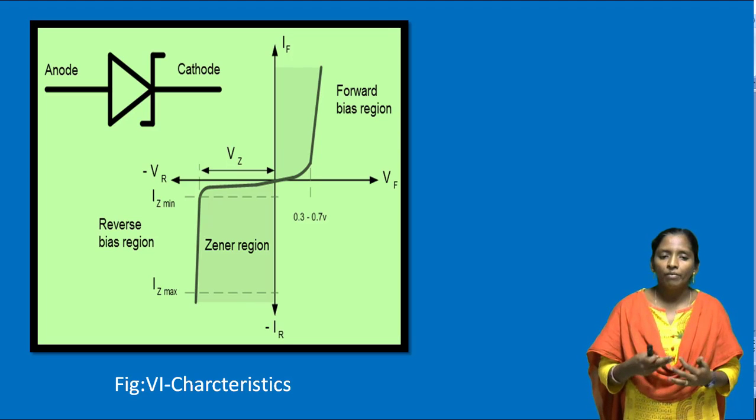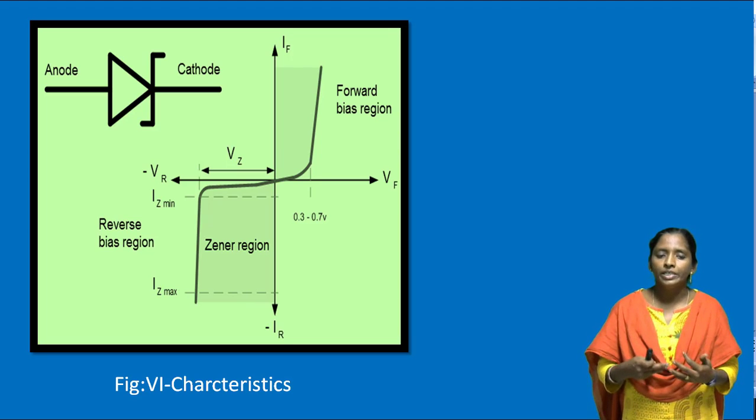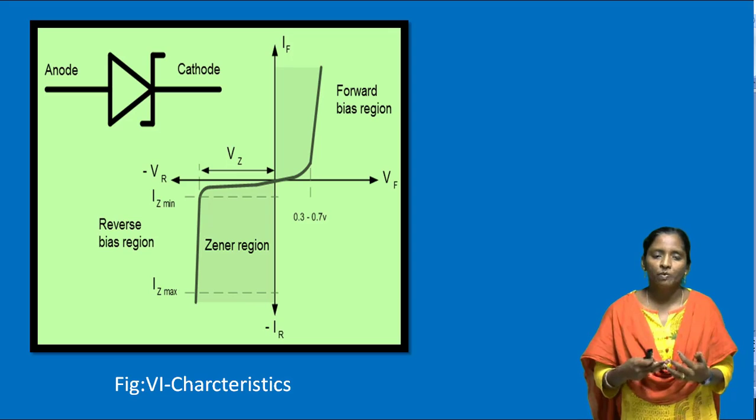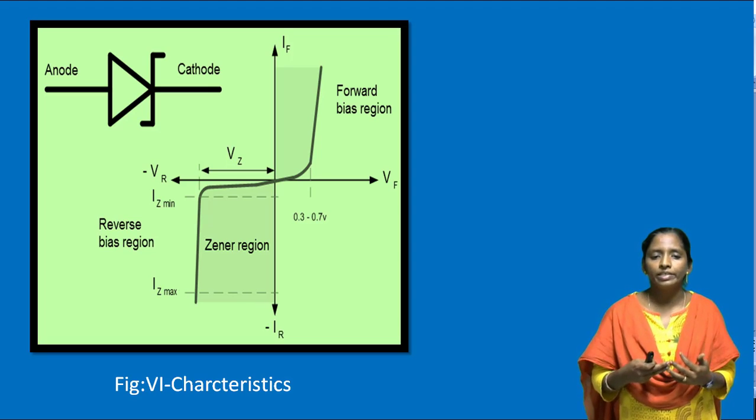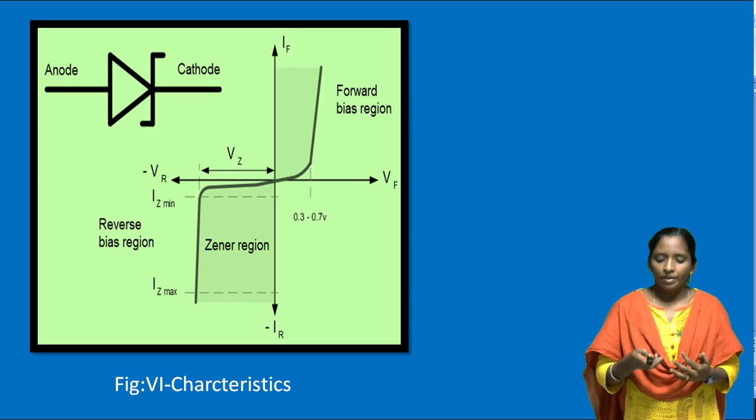After VZ, the breakdown that occurs is known as Zener breakdown. So VZ is generally the Zener diode voltage. VZ is 6 volts. If VZ is less than 6 volts, the breakdown that occurs is avalanche breakdown. If VZ is greater than 6 volts, the breakdown that occurs is Zener breakdown.